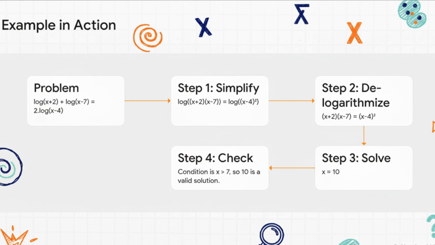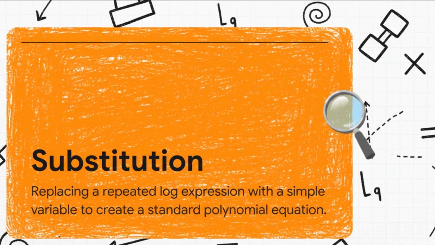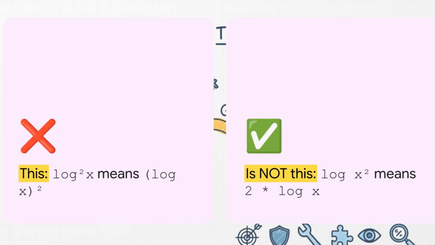It's a valid solution. Now, another really powerful tool, especially for trickier equations, is substitution. If you see the same exact log expression popping up multiple times, you can just temporarily swap it out for a simple letter, like y. This can turn a really confusing-looking log equation into a simple quadratic you already know how to solve. It's a great trick. Okay, one really important warning here. You have to watch the notation. Log squared of x, where the little 2 is on the log, means you find the log of x first, and then you square that whole answer. That is totally different from log of x squared, where you square the x first. Confusing these two is probably one of the most common mistakes people make.